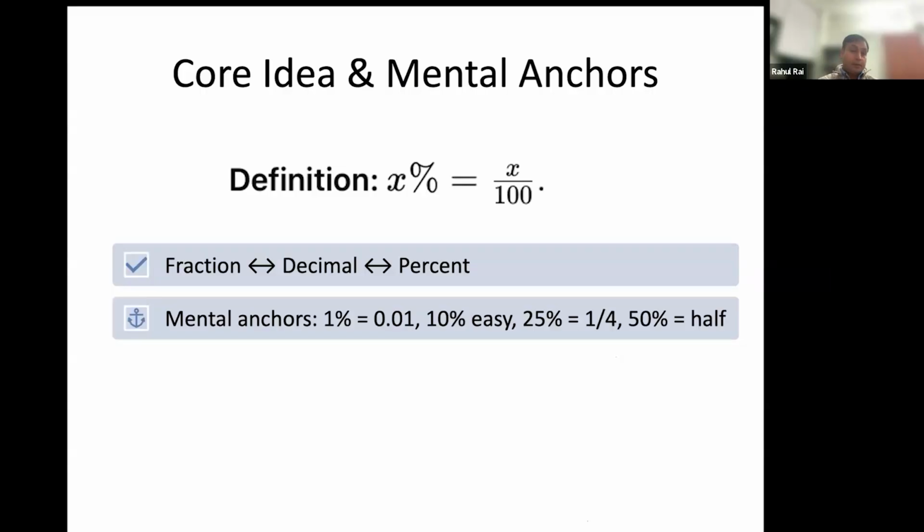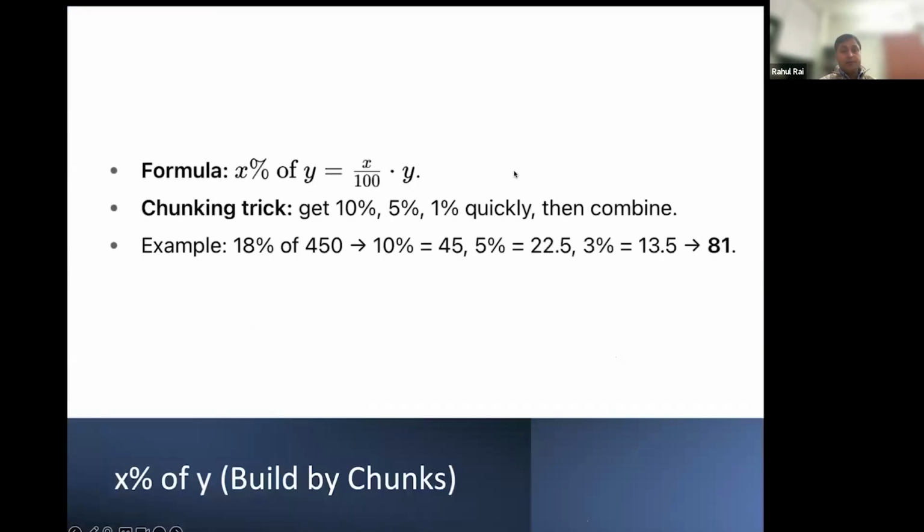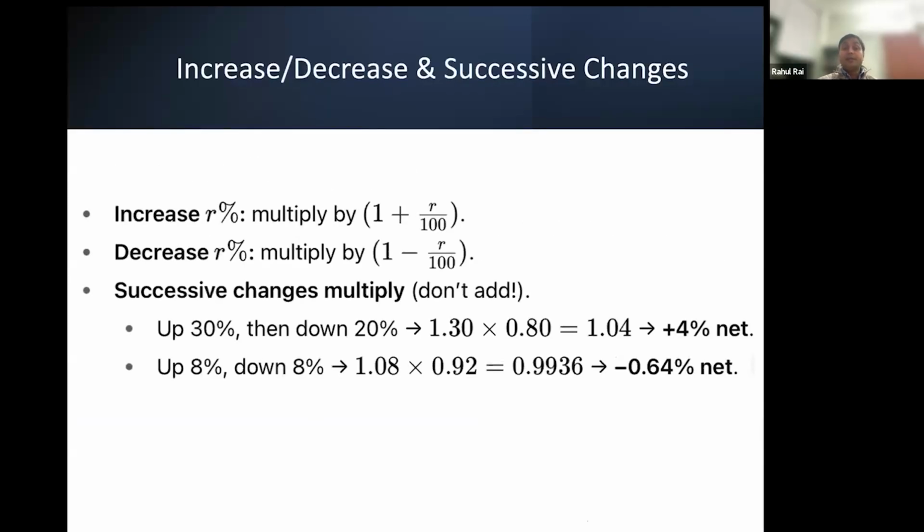So we discussed the definition of percentages. So this is the formula for this. Then we did fraction to decimal to percentage conversions. This is a direct formula that comes from the X percentage of Y problem. We talked about that. This is the intermediate problem, in successive increase and decrease. Again, repeating, multiply things, not add and subtract them.